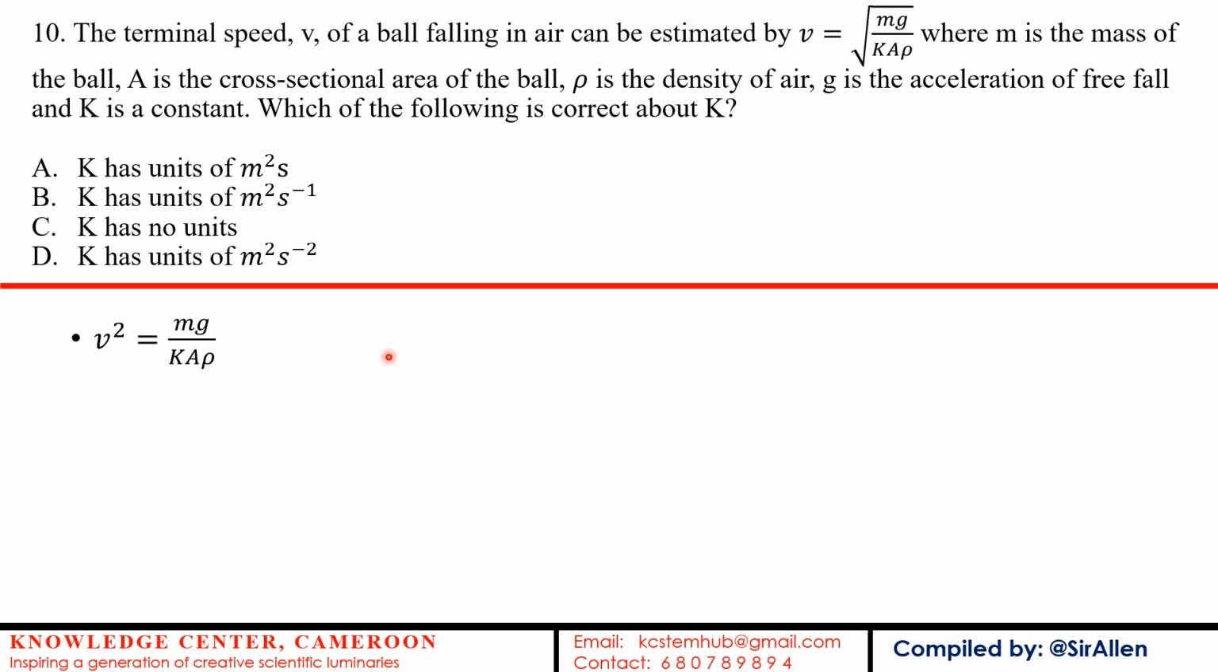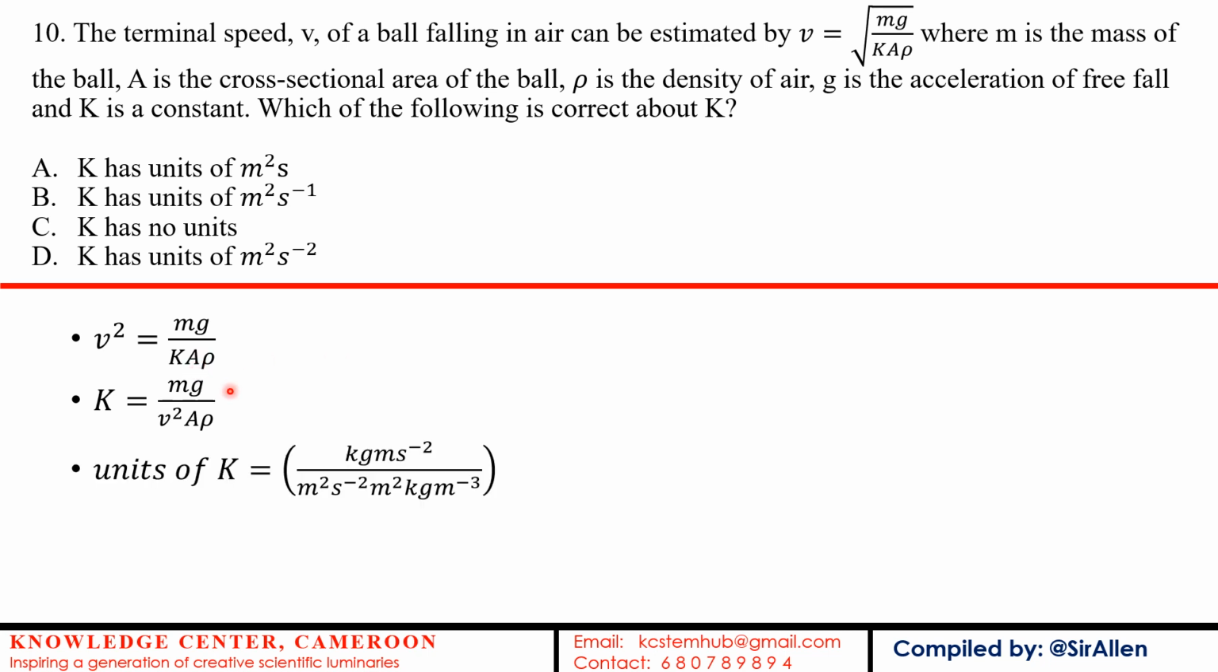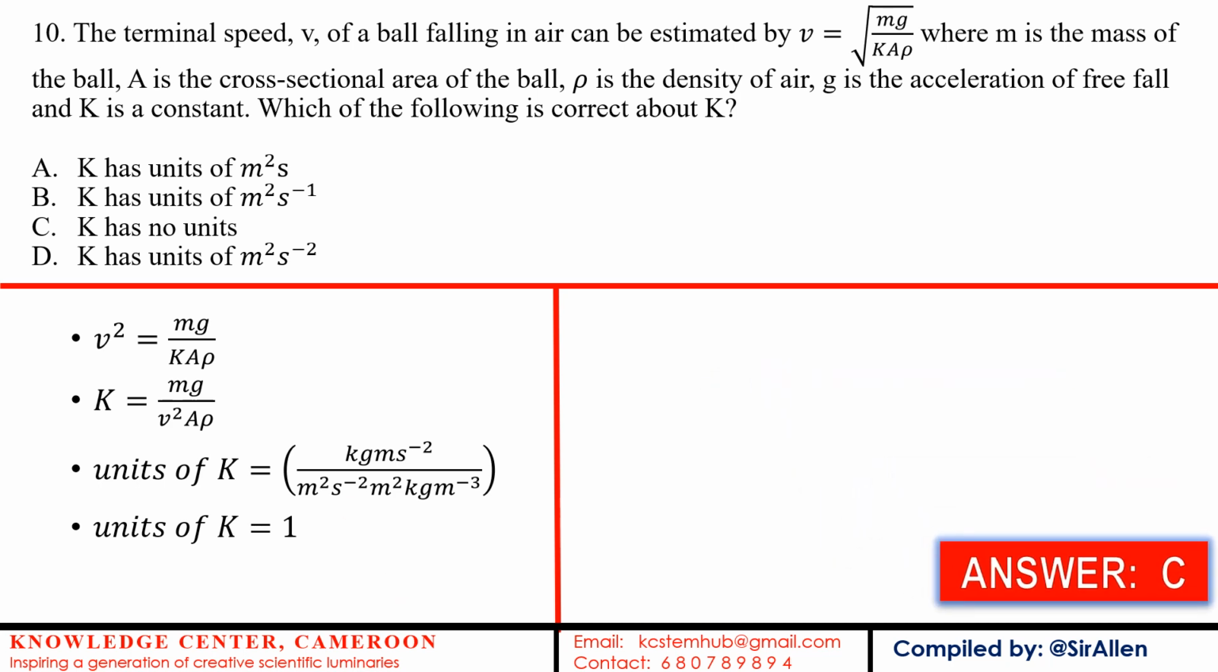So once we get the unit of this K here, we're going to of course make K the subject, square both sides, and then simplify. This mg here is a force, which is kilogram meters per second squared, and then down here you have velocity, which is meters per second, all that squared, and then multiply by area, which is meters squared, and then density, which is kilogram per meter cube. And then you have the units to be 1, because they basically cancel. Take note, simplify it, and then you notice that K is 1. So our answer is C.